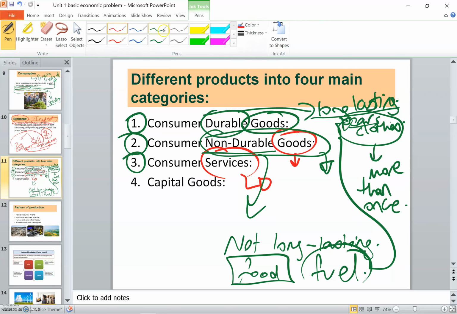Now, the fourth one would be capital goods. I can give examples: screwdrivers, drills, trucks or lorries, tractors, power stations, factory buildings. These are considered capital goods. So the purchase of capital goods is known as an investment. Usually, firms buy these capital goods in order to produce goods and services and in order to sell them.